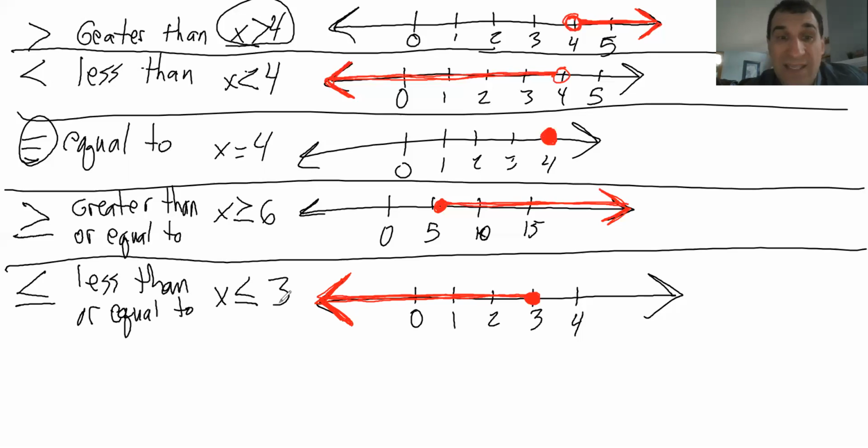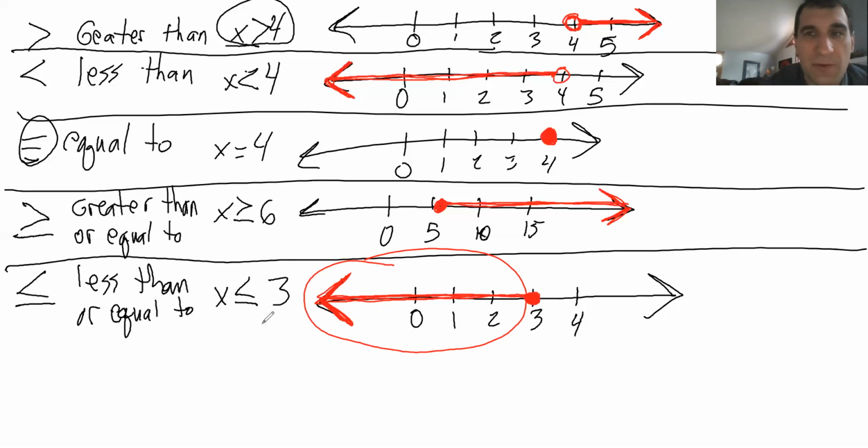So x could be 0. x could be negative 55. x could be 0.3. All of those numbers are going to be in this section of my number line. And so that's why it is x is less than or equal to.